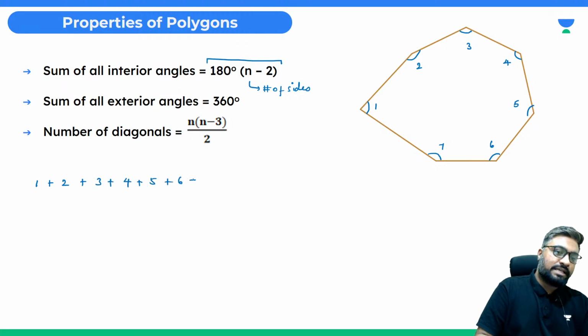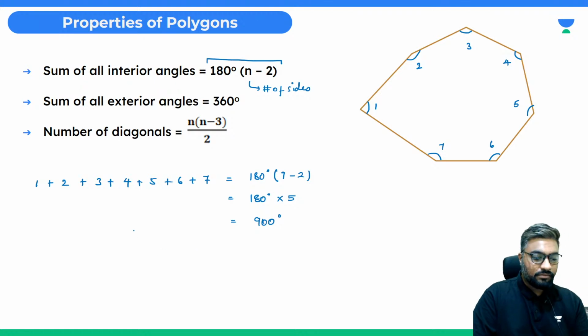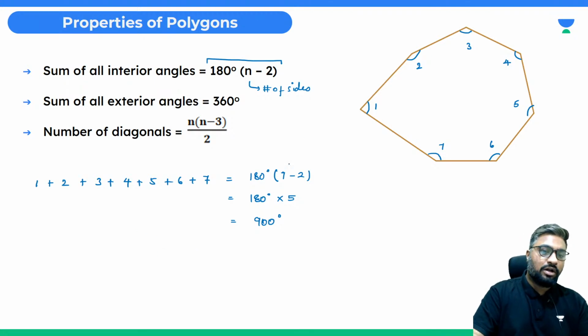The sum of all of these angles, angle 1 plus angle 2 up to angle 7, will be equal to 180 into n minus 2. N is what? 7 here, right? Because there are 7 sides, 7 minus 2 gives us 180 degrees into 5. That is 900 degrees. Clear? Got it? So the sum of all the interior angles is always 180 into n minus 2. Done.